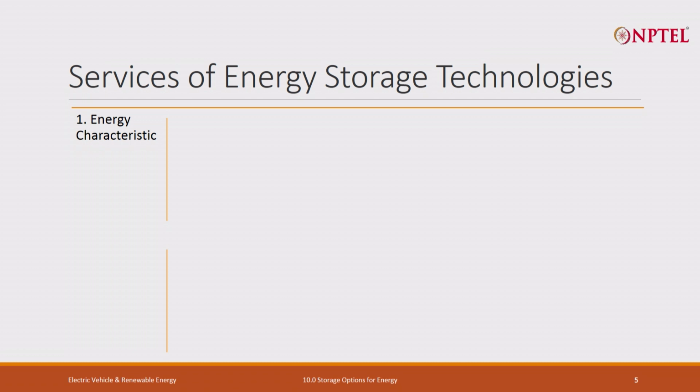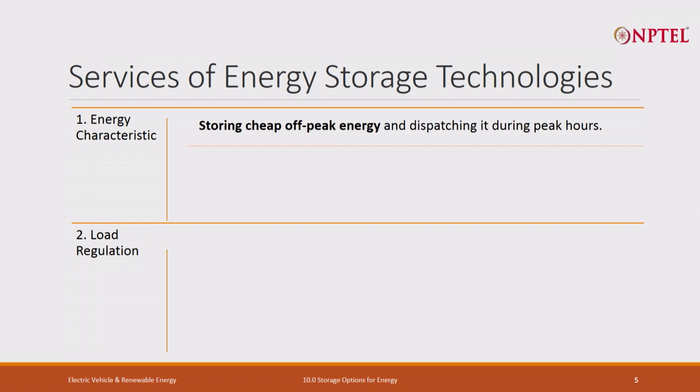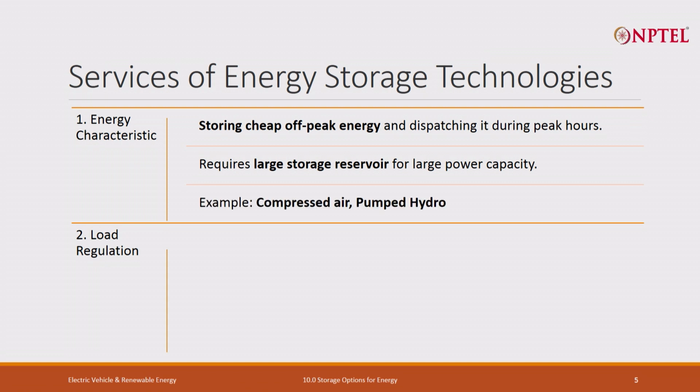What should an energy storage technology do? What are the services? The first one is energy arbitrage. That means storing cheap off-peak energy. When you have a lot of energy and consumption is very low, at that time you store it and dispatch it during peak hours. What does it require? It requires a large storage reservoir for large power capacity in gigawatt hours. Examples: compressed air, pumped hydro, hydroelectric power plants. We are also thinking about metal air batteries like zinc air, aluminum air.